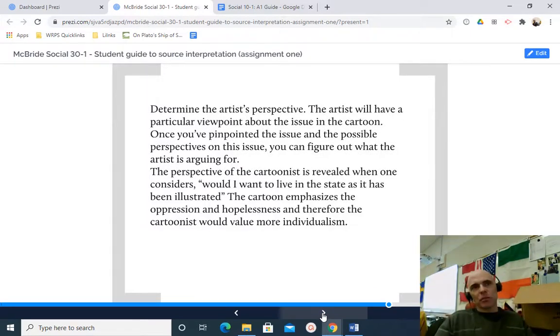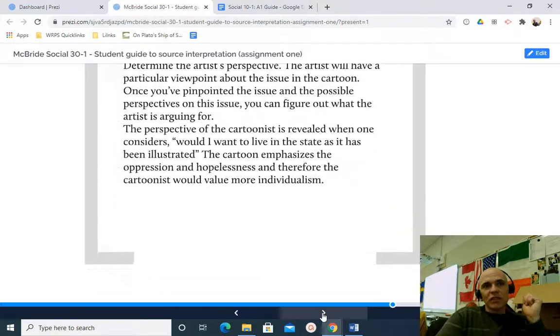Determine the artist's perspective. The perspective of the cartoonist is revealed when one considers, would I want to live in this state as being illustrated? The cartoon emphasizes the oppression, the hopelessness, and therefore the cartoonist would value more individualism. This is a dystopia.